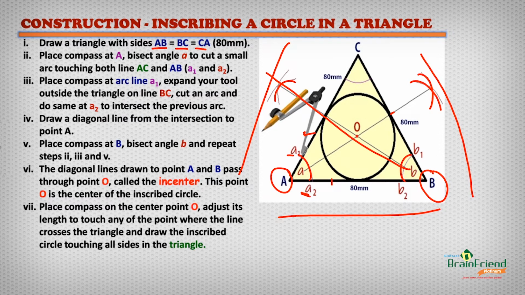6. The diagonal lines drawn to point A and B through the point O, called the incenter, becomes the inscribed circle point. Place compass on the center point O. Adjust its length to touch the 3 sides of the triangle. Where the line crosses the triangle, draw the inscribed circle touching the triangle.